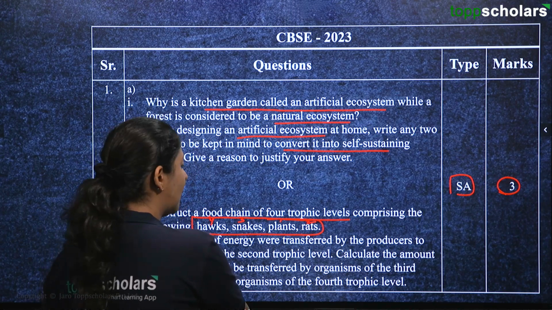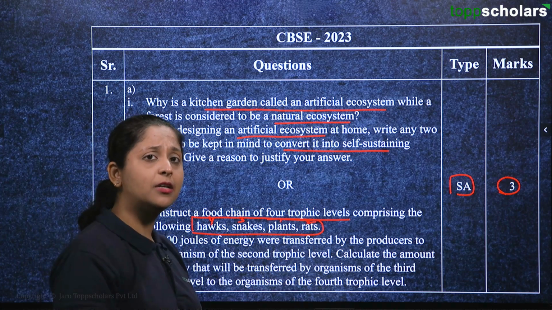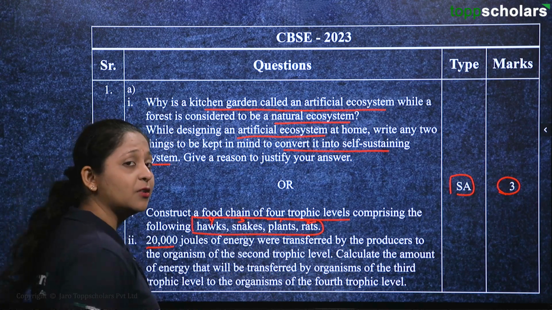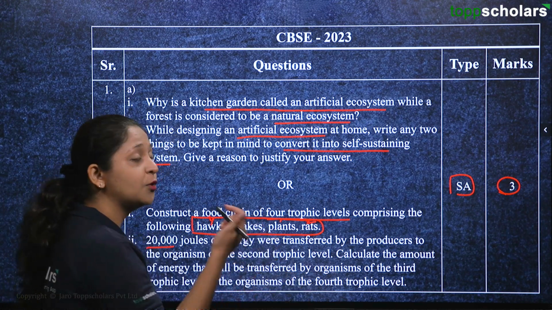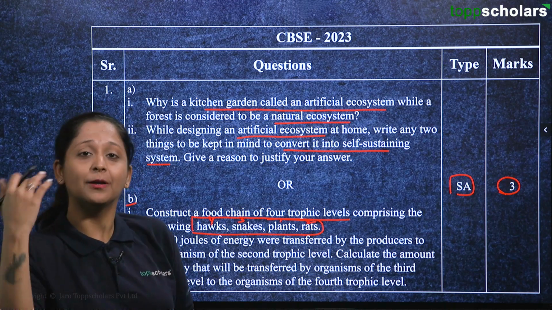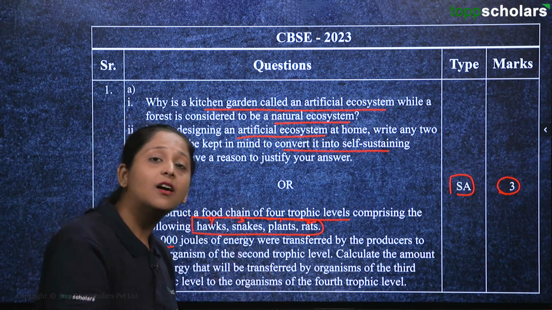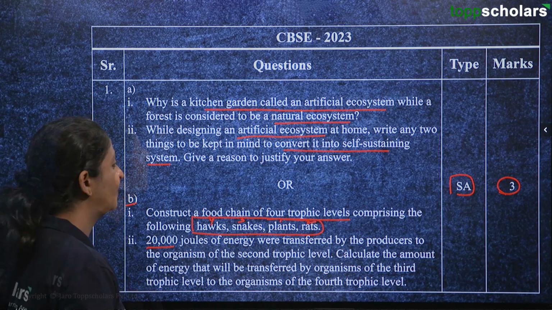So out of 20,000, the first trophic level that we have here, let's say the primary consumer, will only get 10% of it. So you have to first say what the primary consumer will get, 10% of 20,000. Then the secondary consumer will get 10% of the primary consumer, and the tertiary consumer will get 10% of the secondary consumer. So like this, you will be easily able to get your answer.